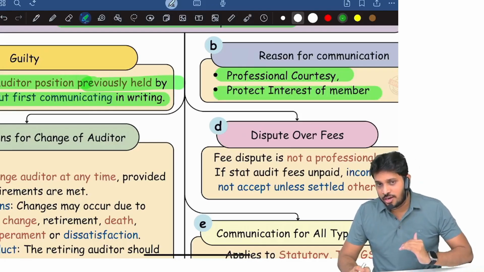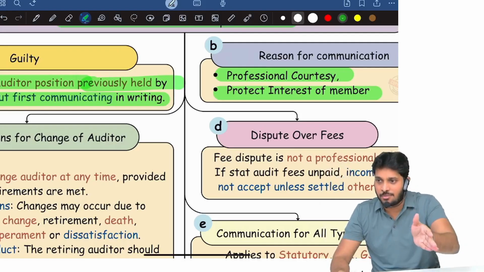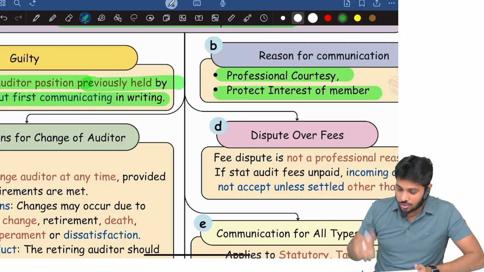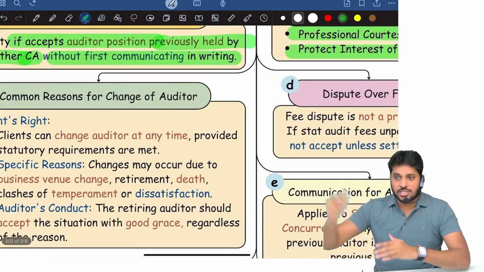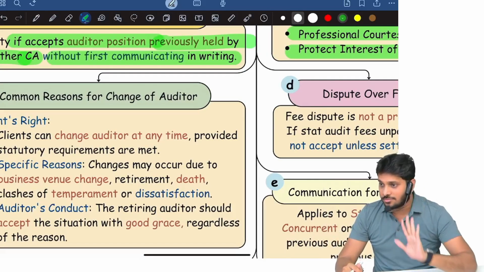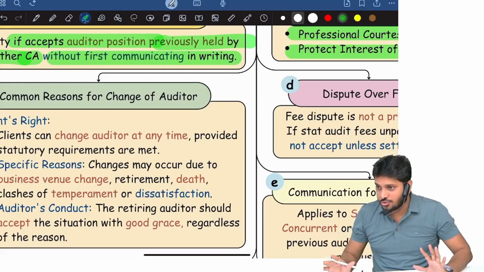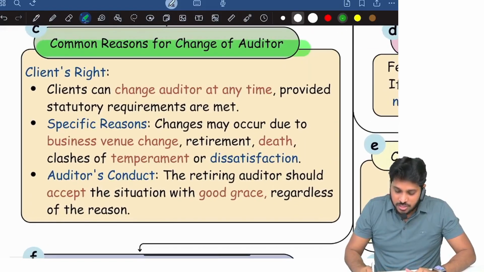The client should not feel that if I remove this member somebody will come. No, he should not feel that. He should properly send him out and then take somebody else in. Yes or no? So that's why they put a restriction on the incoming auditor. Don't accept if the outgoing auditor was removed in an unjustified manner, so that the client will not have any option. So he will treat the auditor fairly. Understood? Next. Common reasons for change of auditor.